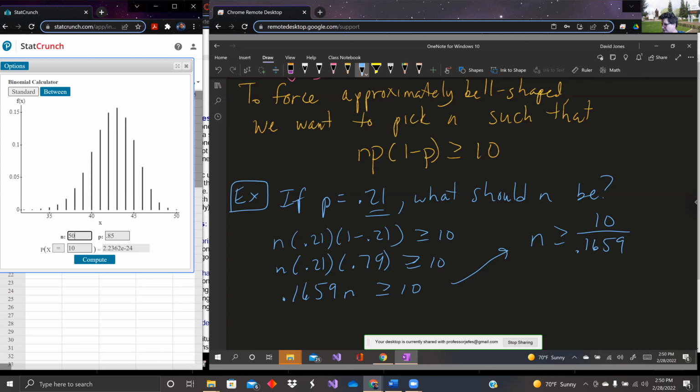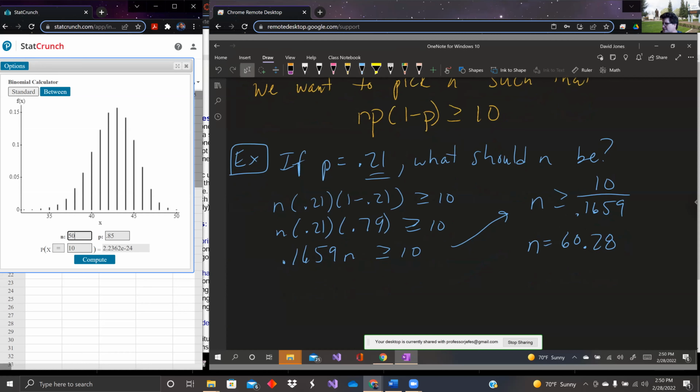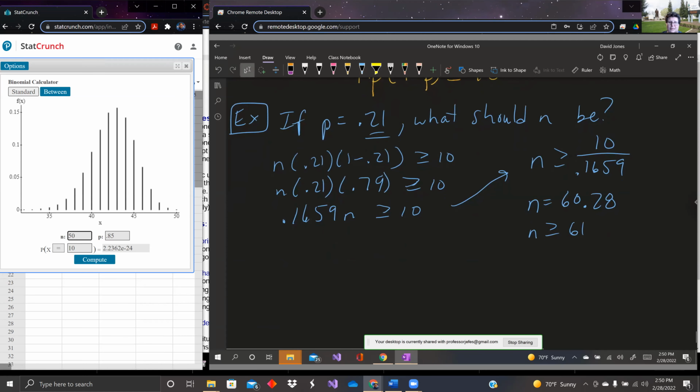I get n equals 60.27, or 60.28 if I round it correctly. N has to be a whole number. I can't check 60.28 houses. So in a circumstance like this, you always want to round up. We want to pick n to be greater than or equal to 61. In the last problem we were talking about homes, but in general, we would want 61.